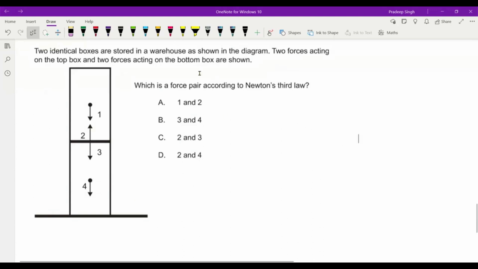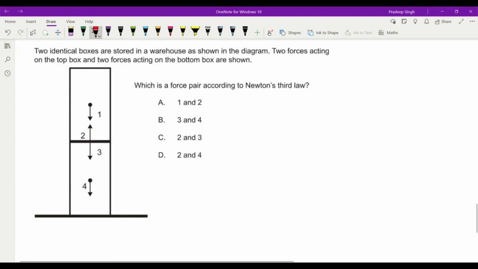What is Newton's third law? Every action has an equal and opposite reaction. Yes. So the forces should be equal and acting in the opposite direction. So which option satisfies that? At least some of the options you can eliminate. Sir, is it C? Explain.